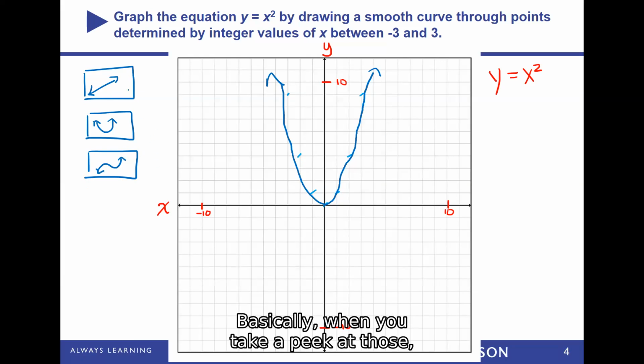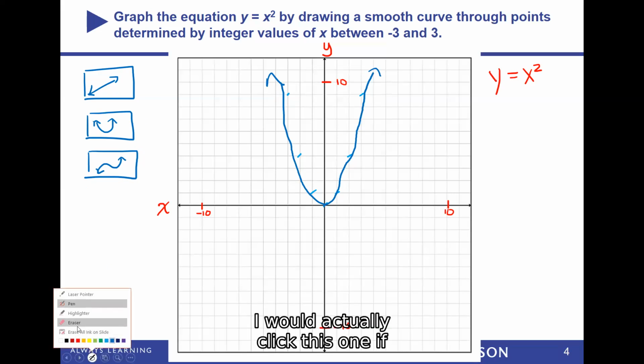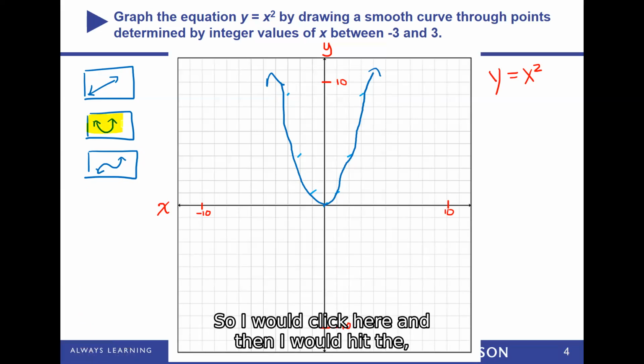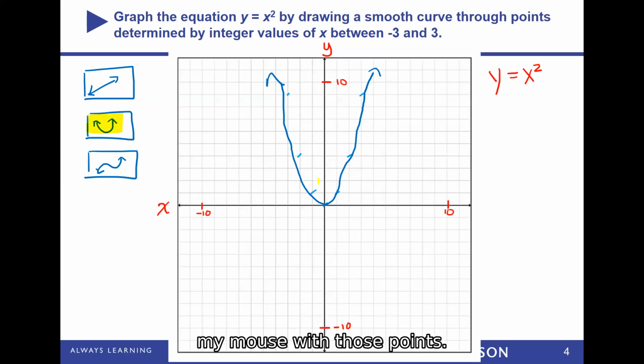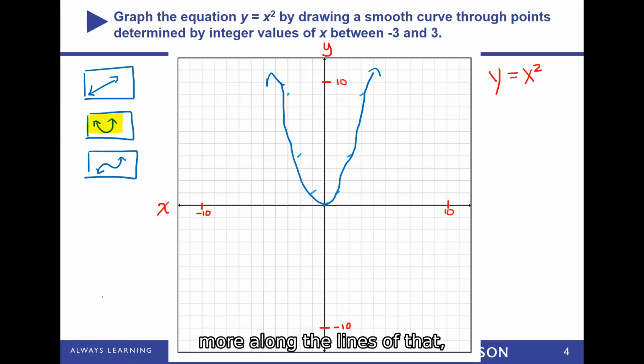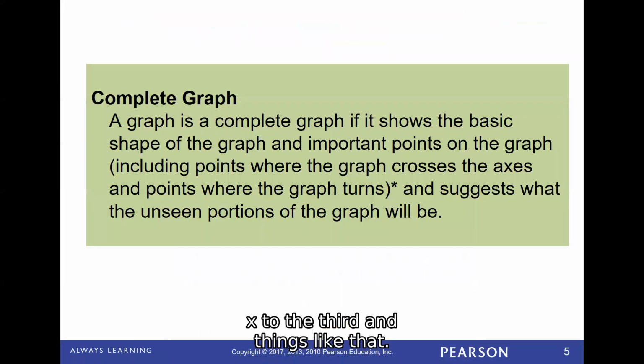And basically, when you take a peek at those, this one here is going to be for your linears. This is going to be for your curves. So this one I would click on. I would actually click this one if I was to do this drawing. So I would click here and then I would hit my mouse with those points. Okay. This one here is going to be for things that are a little bit more along the lines of like that x to the third and things like that.